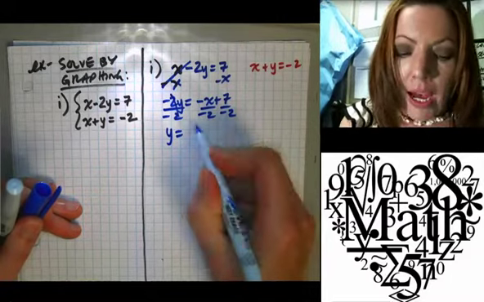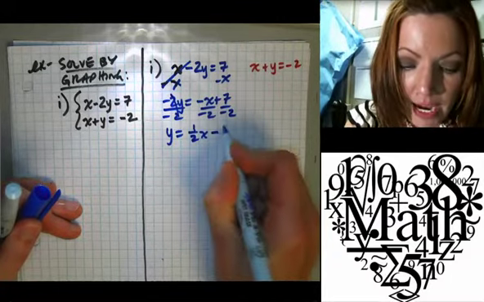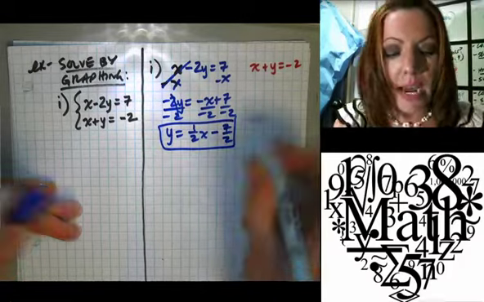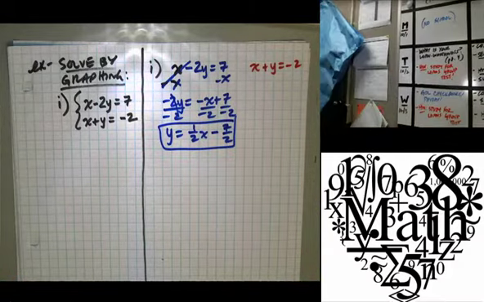So we have y equals 1/2 x minus 7/2, which is the same thing as 3 1/2. Let me pause it for a second so I can find my list.